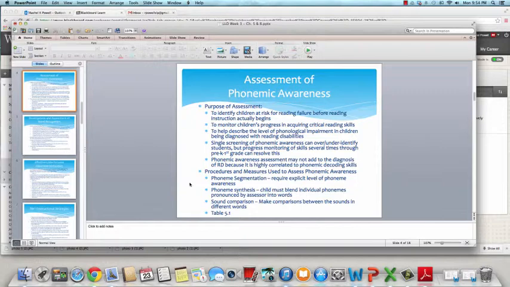The more you progress monitor, the more accurate information you're gathering. And again, this falls in line with the dynamic assessment principles. And of course, RTI. This is exactly how RTI is designed to work, to monitor progress on one specific skill. Now, phonemic awareness assessment may not add to the diagnosis of reading disabilities as far as the comprehensive assessment because it's highly correlated to phonemic decoding skills.